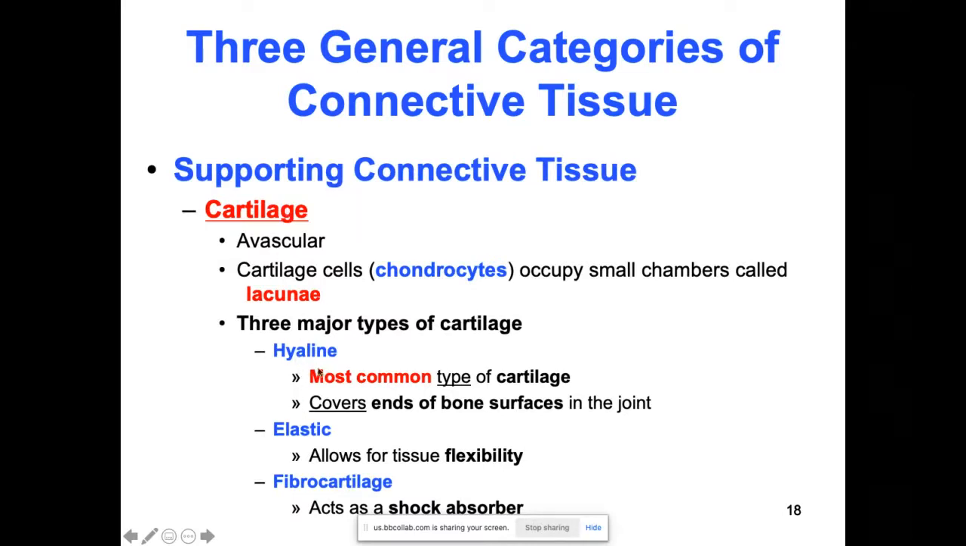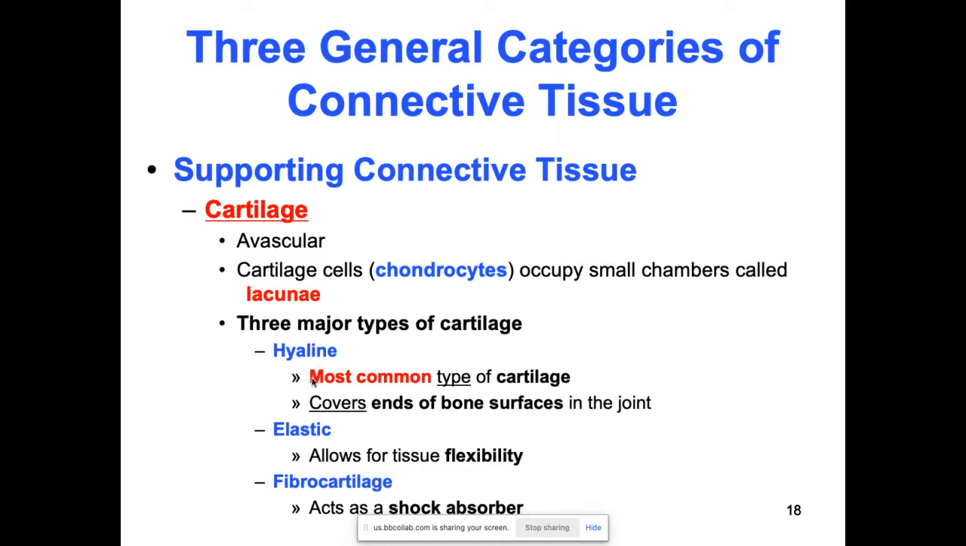And cartilage comes in 3 different flavors: hyaline, elastic, and fibro. Now, hyaline cartilage is the most common. This is what you have between the majority of your joints that are freely movable, right? Remember, there's a synarthrosis, amphiarthrosis, and diarthrosis. Synarthrosis is an immovable joint. Amphiarthrosis is slightly movable. And then you have a diarthrosis, which is freely movable, like your fingers, your wrists, your elbows, your shoulders, your hips, your knees, your ankles, your toes. Those are all freely movable.